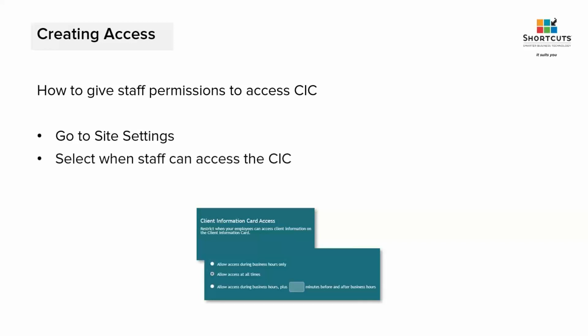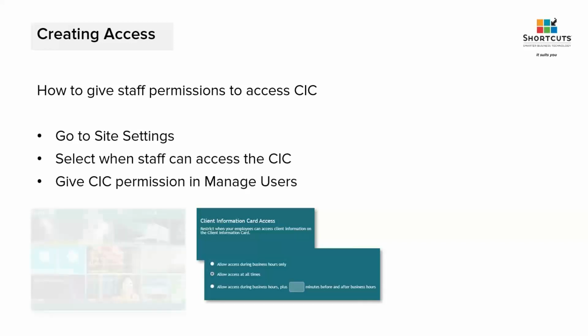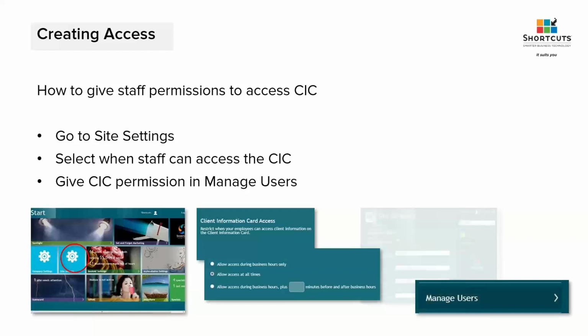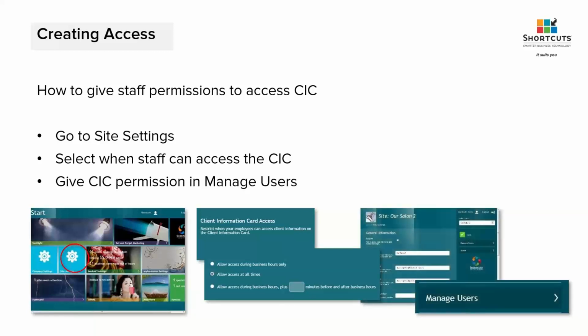So for today, this is not necessarily going to be configured in the Shortcuts point of sale system. This is going to be configured in the console. Now the console is usually where you go to set up your online booking settings or your self check-in settings. So when you go to the console, you're going to go to site settings. And in the middle of the screen, there is a checkbox that says if somebody has permission to access client information cards, when can they access it? Can they access it only during business hours? Can they access it whenever they want? Or can they access it 30 minutes or an hour before or after the business closes? That's entirely up to you.